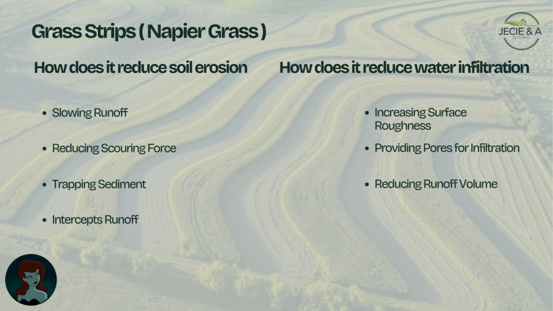By using grass strips or Napier grass, how does it reduce soil erosion? It can slow down runoff, reduce erosive force, trap sediments, and intercept runoff. And how can Napier grass improve water infiltration? It can increase surface roughness, providing pores for infiltration and reducing runoff volume.